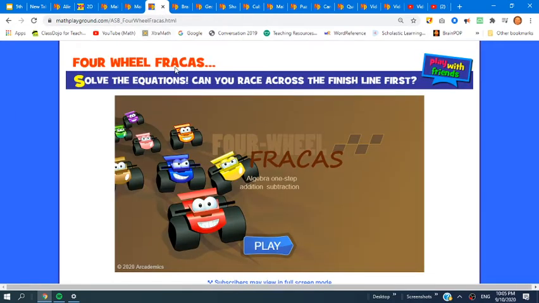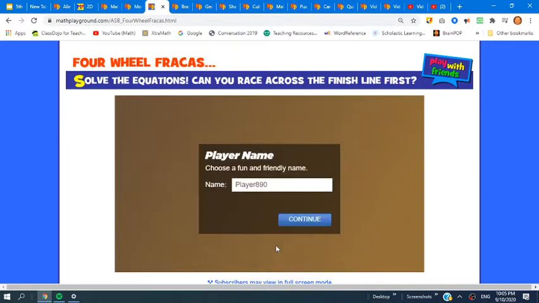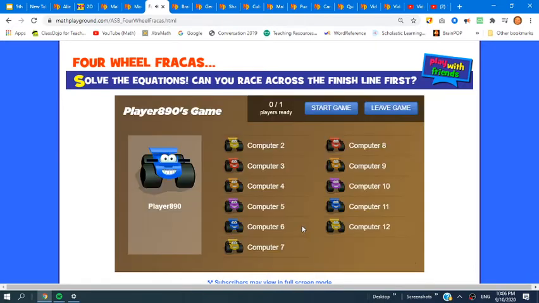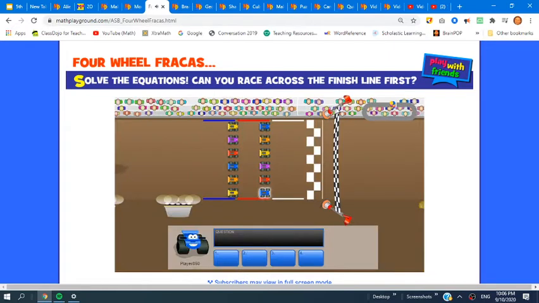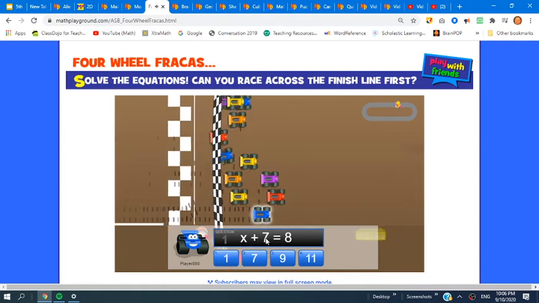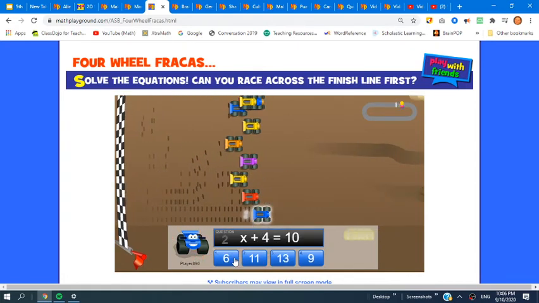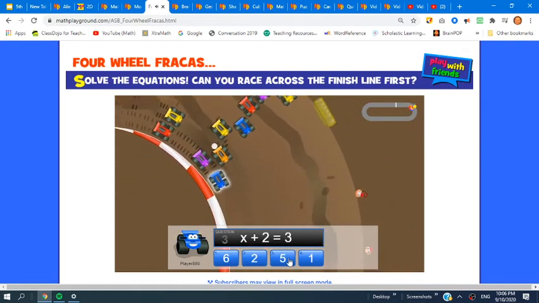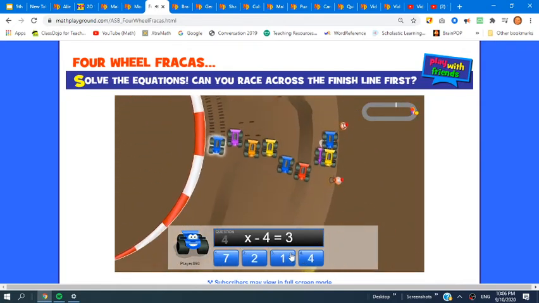This one is all about equations, right? I think we did this one in a previous class, actually. Let's just be player 890. That's fine. Create new game. Create game. All right, let's start the game in 3, 2, 1. All right, let's see. X plus 7 equals 8. 1 plus 7 equals 8. 6 plus 4 equals 10. 1 plus 2 equals 3.